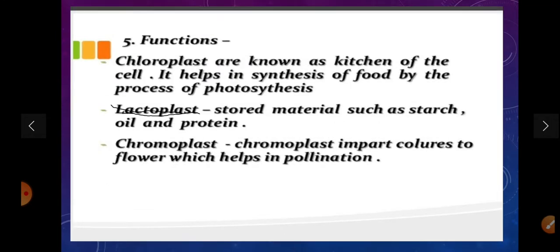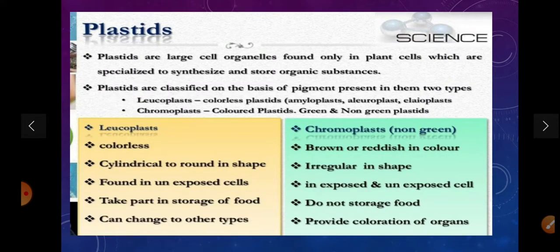The main function of plastids: chloroplasts are known as the kitchen of the cell. It helps in the synthesis of food by the process of photosynthesis. Leucoplasts store materials such as starch, oil and protein. Chromoplasts impart color to the flower which helps in pollination.